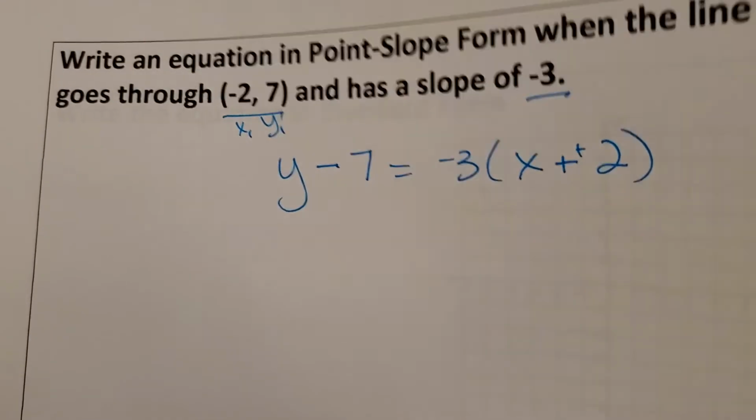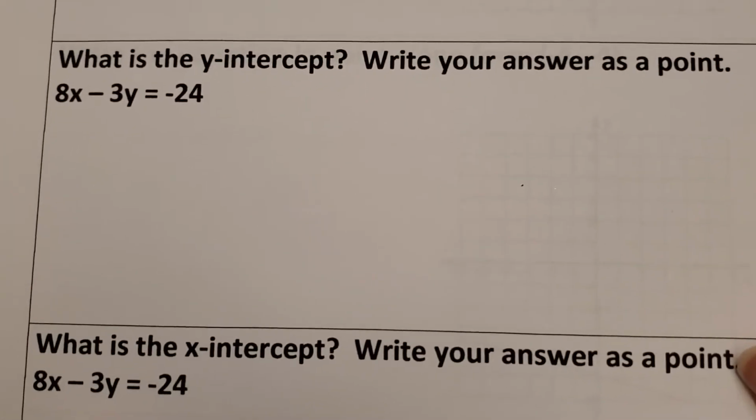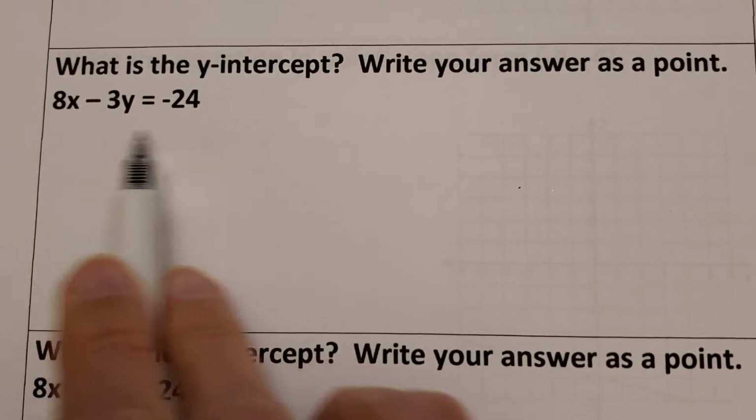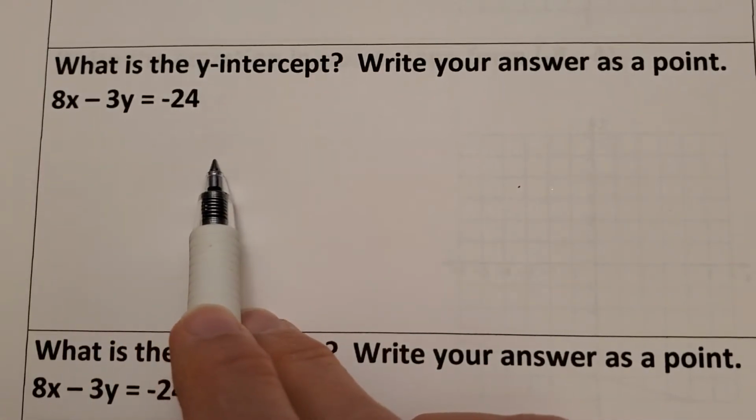So if it gives you a point and a slope for point slope, it's super easy to do. Okay, now we're going to talk about y-intercepts and x-intercepts. Remember, if it's in standard form, that's what it's really good for. Standard form can help us really easily find our x and y-intercepts.